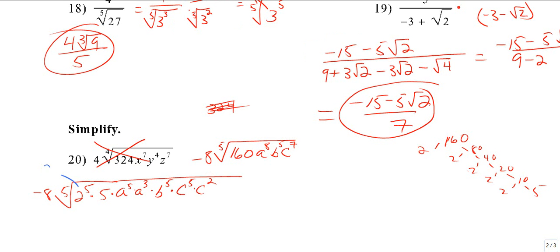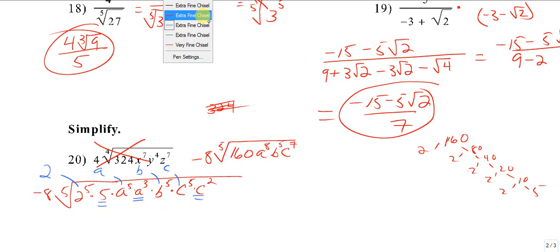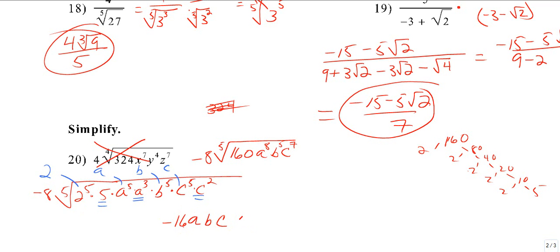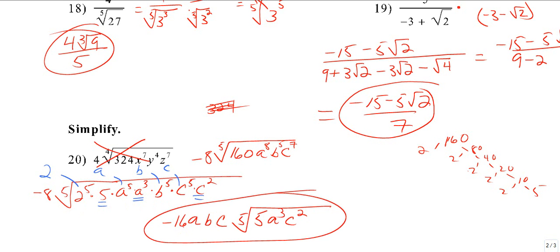The 2 to the 5th comes out as a 2. 5 stays under. A to the 5th comes out as an a. The a cubed stays under. The b to the 5th comes out as a b. The c to the 5th comes out as a c. The c squared stays under. So when I'm done, I'm going to have a 2 times a negative 8. That's a negative 16. I have an a that came out. I have a b that came out. And I have a c that came out. And what's left underneath there is going to be this 5. I have an a cubed. And I have a c squared that are all left underneath there. That should be my final answer.